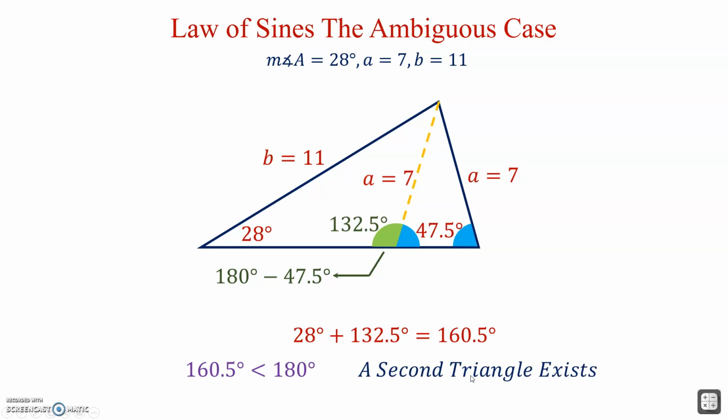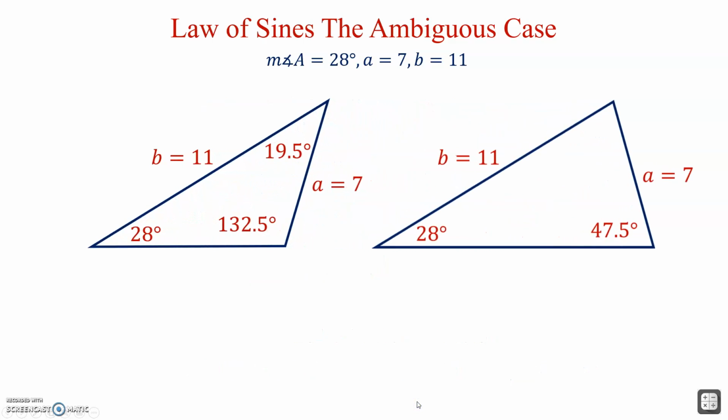So in fact, that second triangle does exist. So let's go find that third angle. That 160.5, which was these two, take that from 180, that gives us the 19.5, which is the measure of this angle. So now we can begin to see the two separate triangles. And in these two triangles, it does still keep the original given measures, meaning the angle A, 28 degrees, they both have it. Measure of side B, they both have the 11, and they both have side A, which is 7 units. We'll do another one.